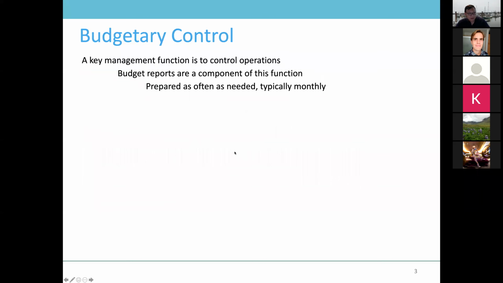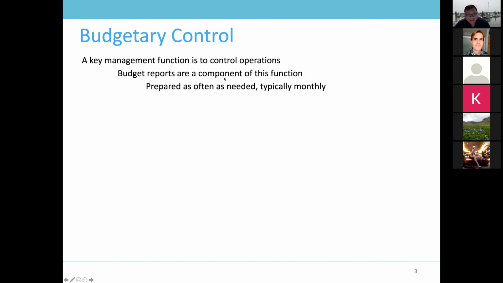So the first one is budgetary control. One of the key management functions is to control the operations, right? That's why we need a manager. Recently, I've been going to a gym called Gold's Gym. They have a manager on site, and his job is to make sure the gym runs effectively, to control the operation, and make sure everything runs smoothly.